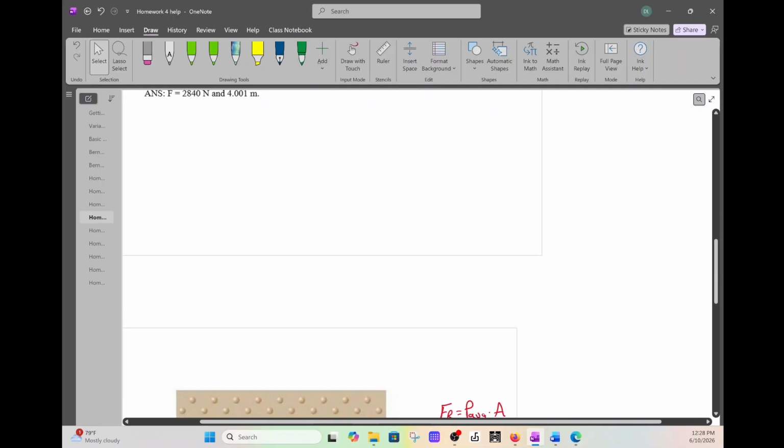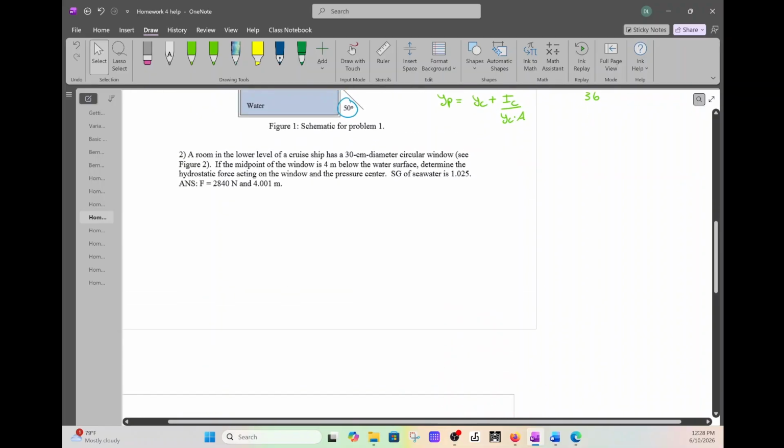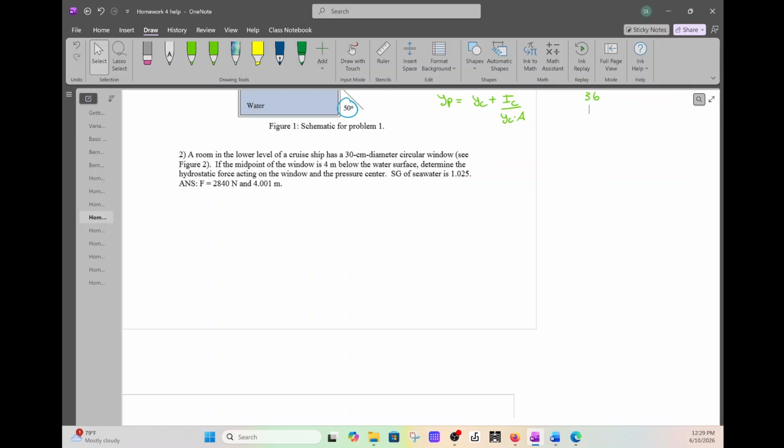Problem 2 says a room in the lower level of a cruise ship has a 30 centimeter diameter circular window. If the midpoint of the window is 4 meters below the water surface, determine the hydrostatic force and the pressure center. Specific gravity of seawater is 1.025.